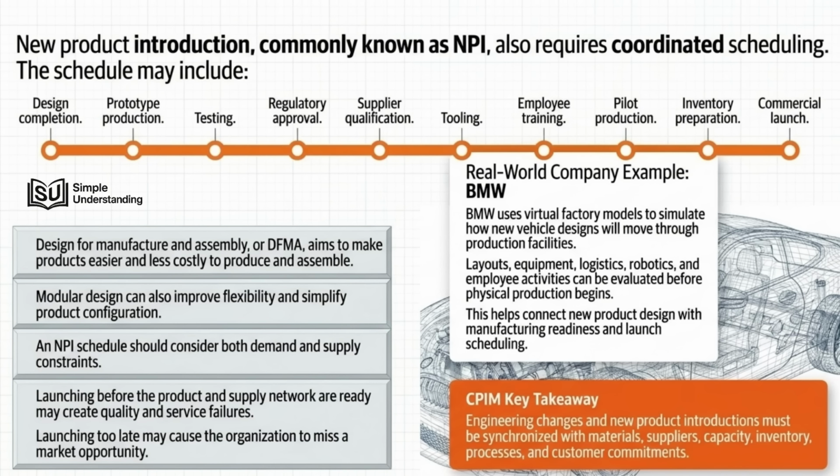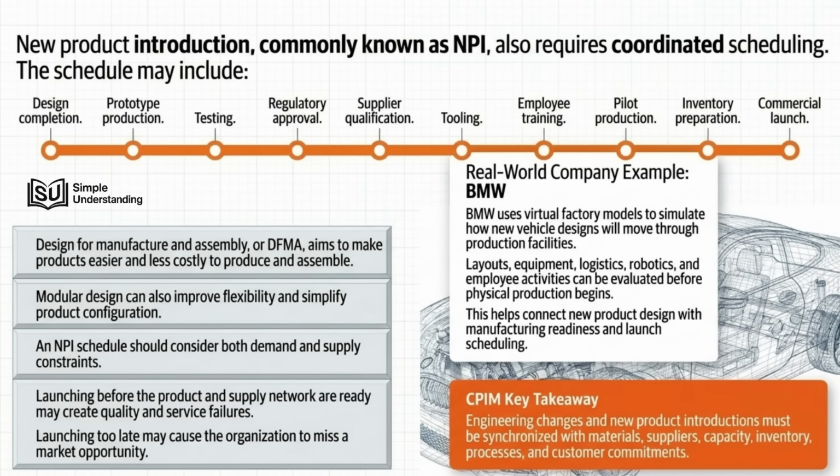Real-world company example: BMW. BMW uses virtual factory models to simulate how new vehicle designs will move through production facilities. Layouts, equipment, logistics, robotics, and employee activities can be evaluated before physical production begins. This helps connect new product design with manufacturing readiness and launch scheduling.